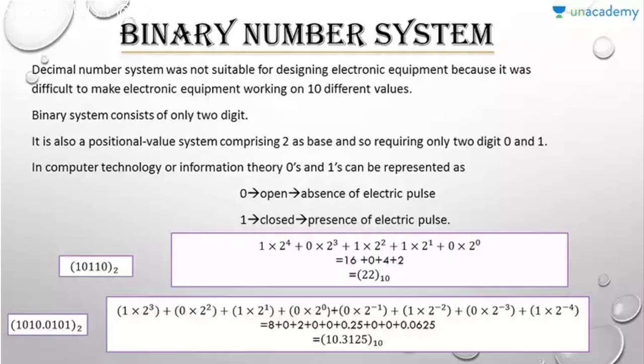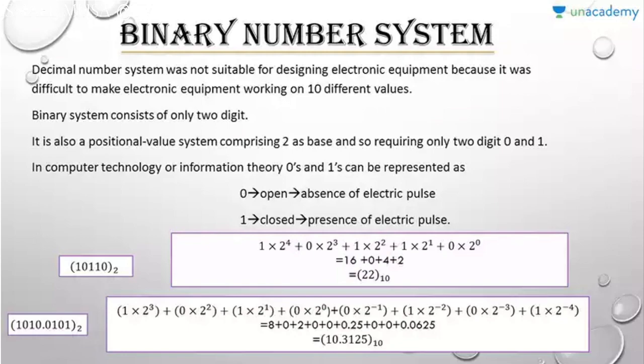Now let's talk about this 0 and 1. We call this the binary number system. The decimal number system was not suitable for designing electronic equipment because it was difficult to make electronic equipment work on 10 different values. So the binary system consists of only 2 digits, 0 and 1. It is also a positional value system with 2 as the base, and so requires only 2 digits, 0 and 1.